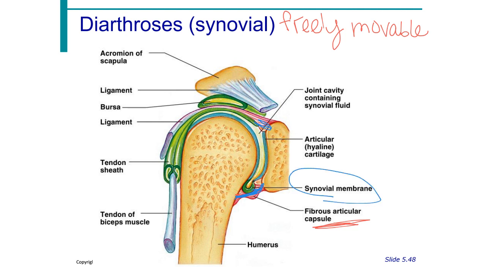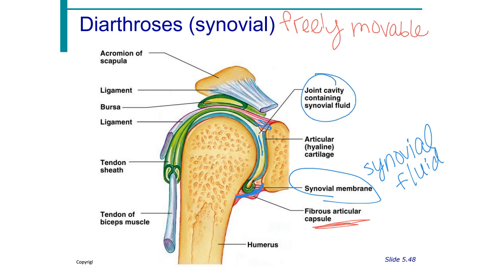The synovial membrane is going to be important because that synovial membrane is going to release synovial fluid. Synovial fluid is going to act as a lubricant within the joint, so it will help keep the ends of the bone from rubbing against one another. You'll notice right here, it tells you that your joint cavity, so this area right here, is going to be full of synovial fluid, so that again it reduces the friction between those joints.